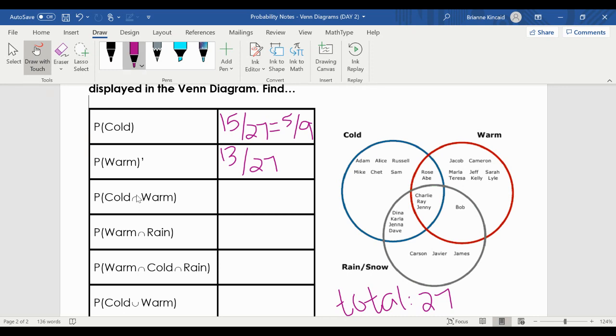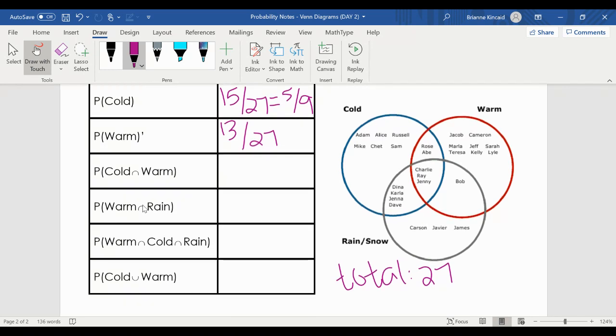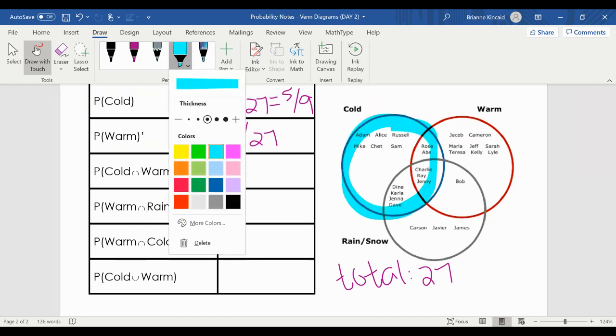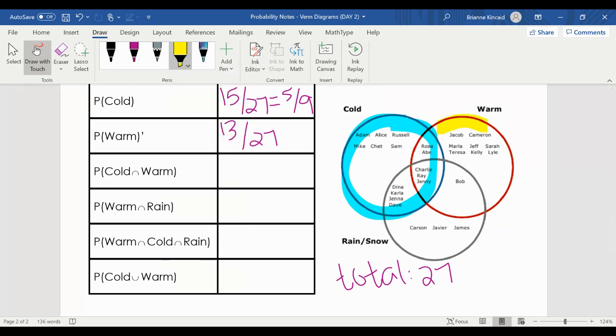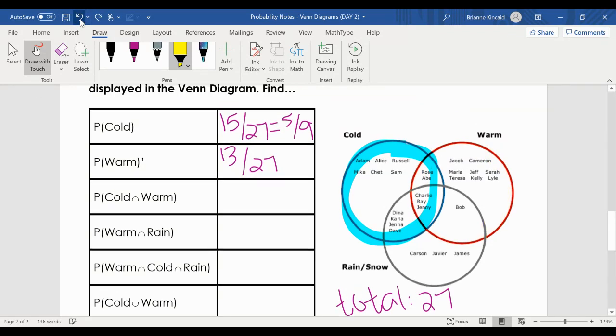The third one, remember this upside down U means intersect. Cold intersect warm. That means where the circle of cold overlaps with the circle of warm. As you can see, I chose two different colors so I can see which region is highlighted by both. In this case, it's these 5 names in the middle here. So our probability is going to be 5 out of 27.